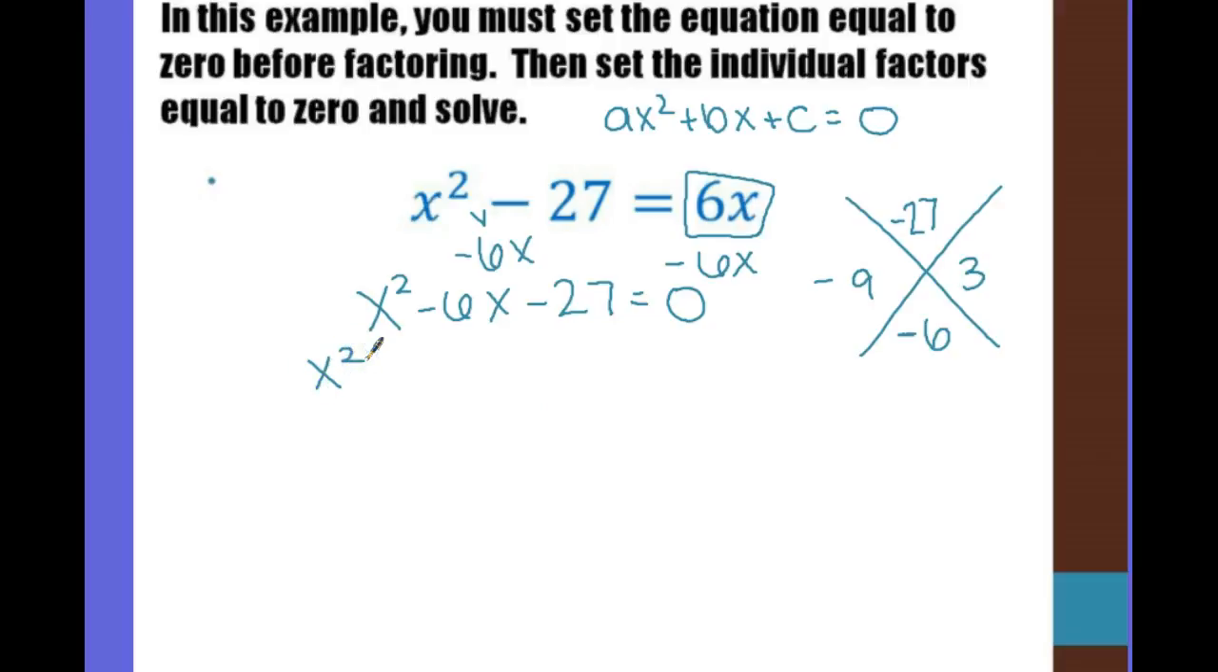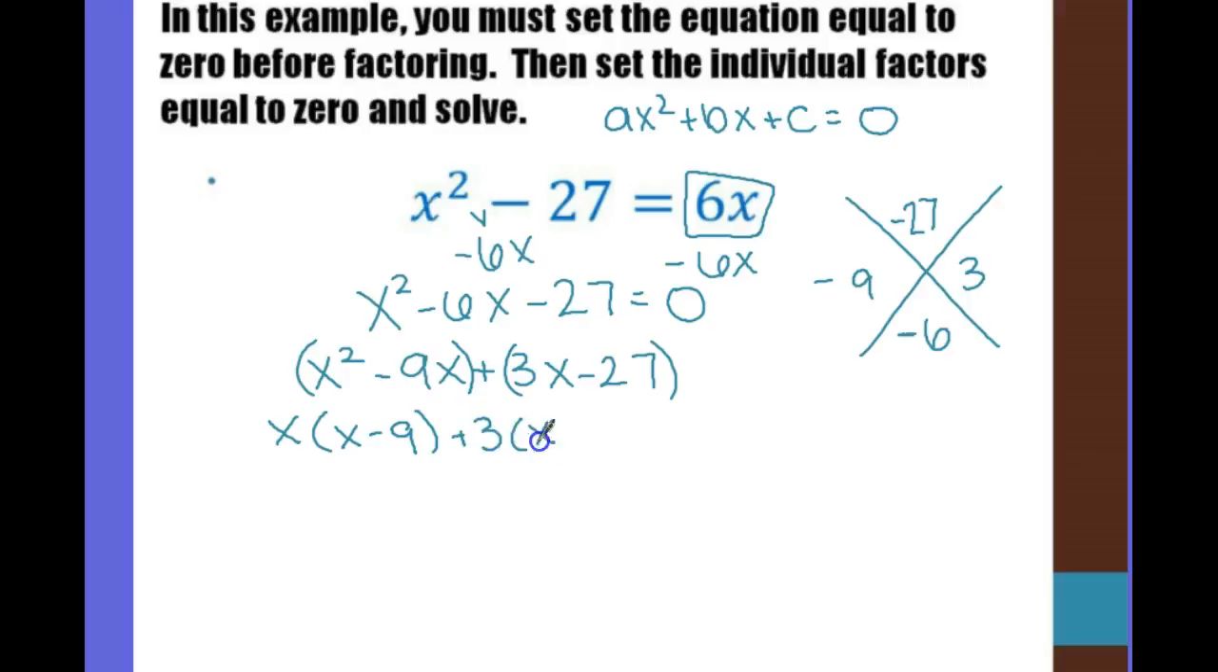So I get x squared minus 9x plus 3x minus 27. Go ahead. Group the outside, group the inside. So you get x times x minus 9 plus 3 times x minus 9. So you get x plus 3, x minus 9.